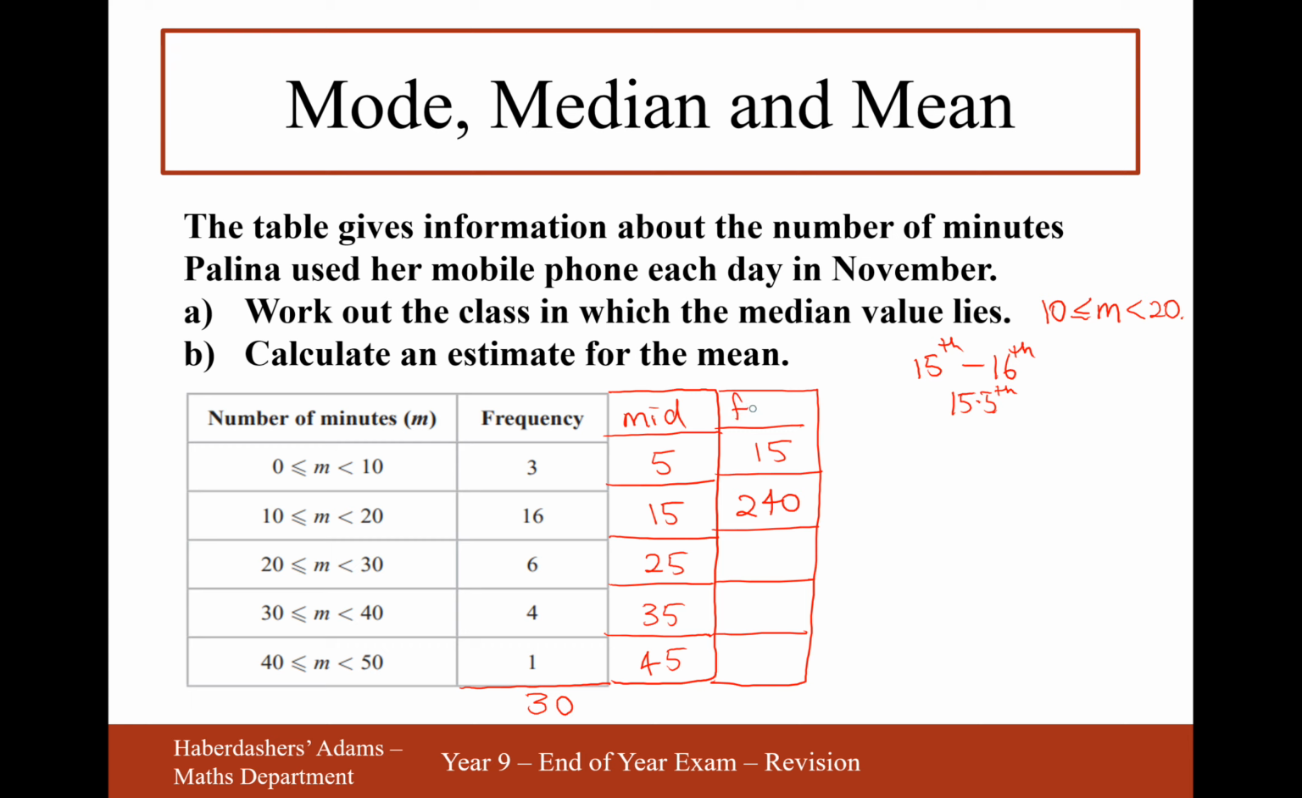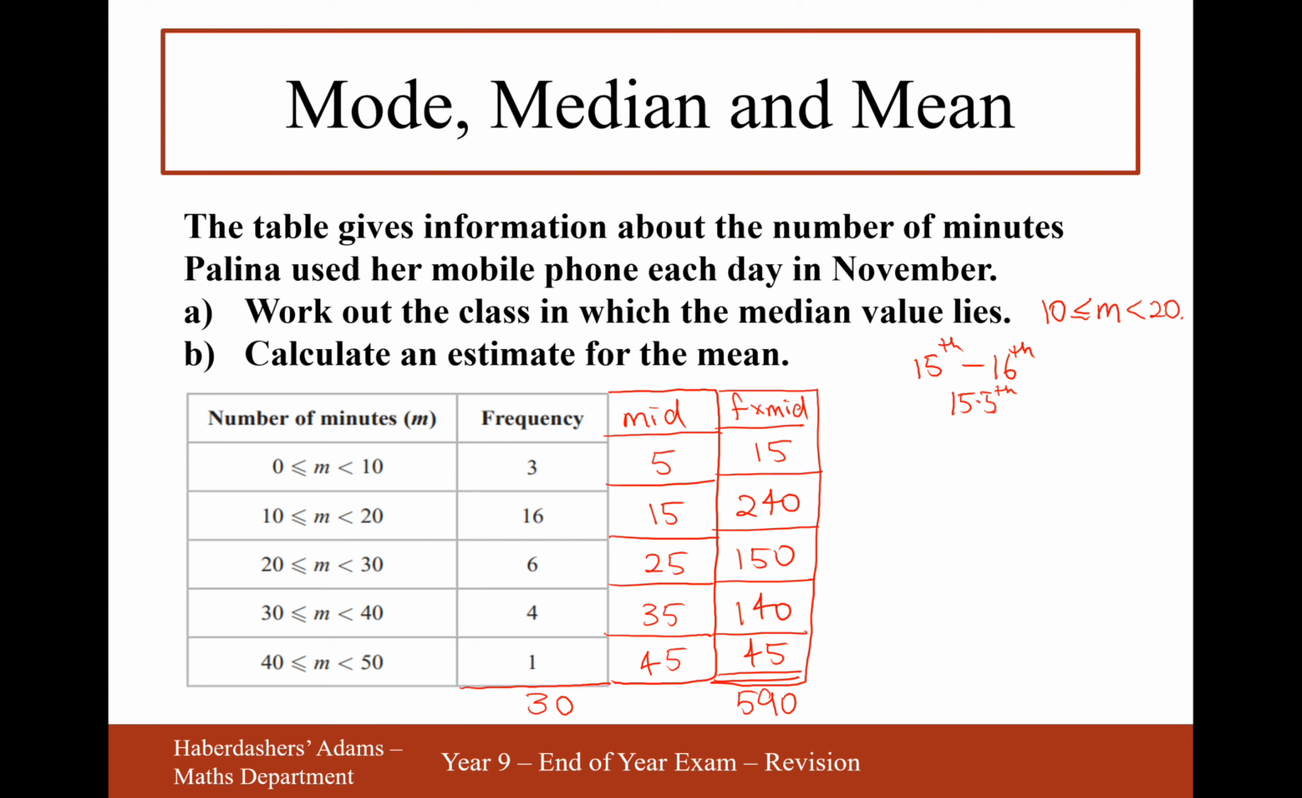So I'm going to do here now frequency times the midpoint. So 6 times 25 is 150. 4 times 35, I'm doing this on the calculator to check I've got this right, is 140, and 45. So now that I've added them up in their groups, I'll now add the totals up to get a full added up total. So I'm going to do 15, add 240, add 150, add 140, add 45, and I get 590. So over the course of the whole month, she's probably spent about 590 minutes on her phone.